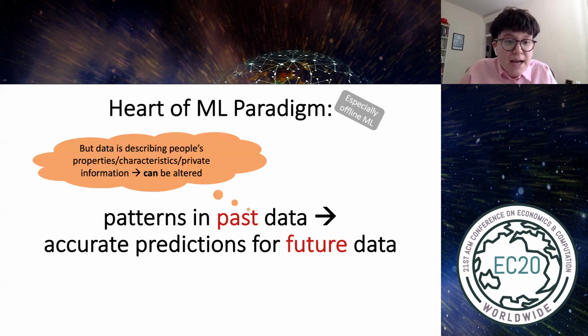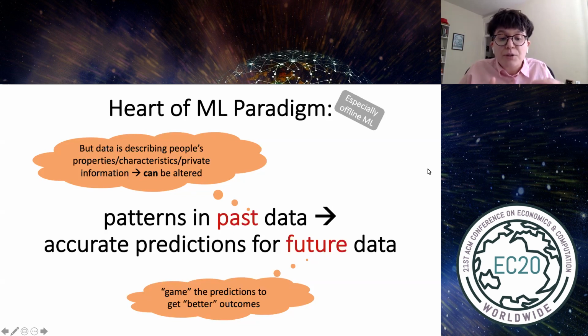In fact, the past data is data describing people's properties, people's characteristics, private information, which means that they can be altered when these people give their data to the machine learning algorithm, to the mechanism designer. And why would they try to give such misinformation? Well, their goal is to gain better predictions and to get better outcomes in the future data. So we really see that when machine learning algorithms are deployed for real-life decision-making, this causality actually breaks. It's no longer true that we can guarantee that patterns in past data result in accurate predictions for future data.